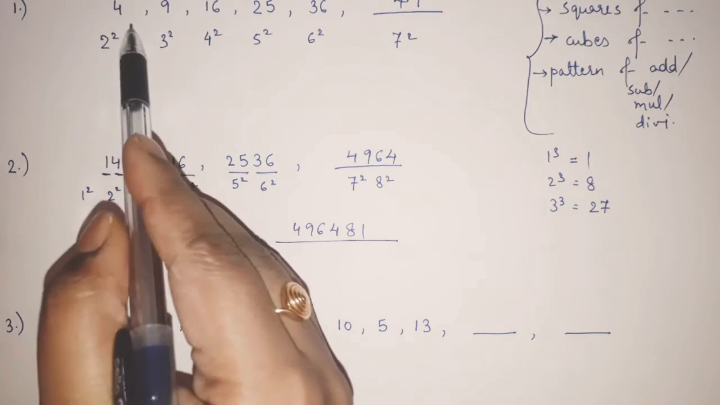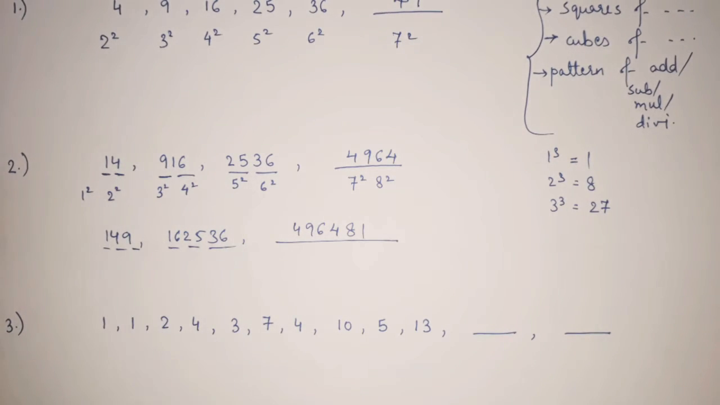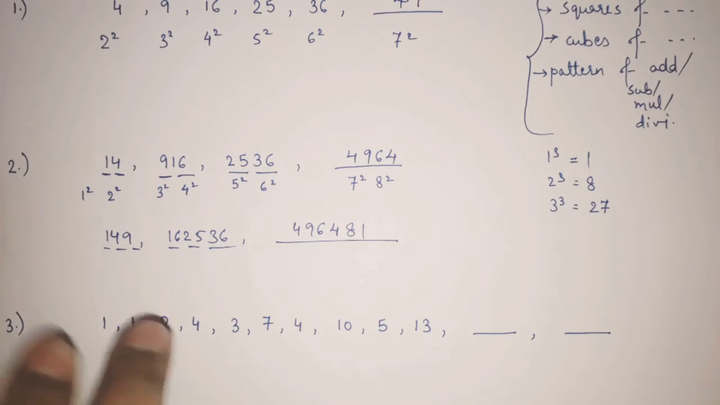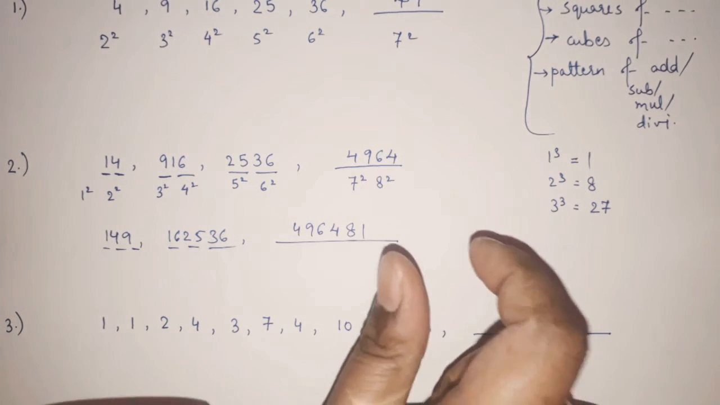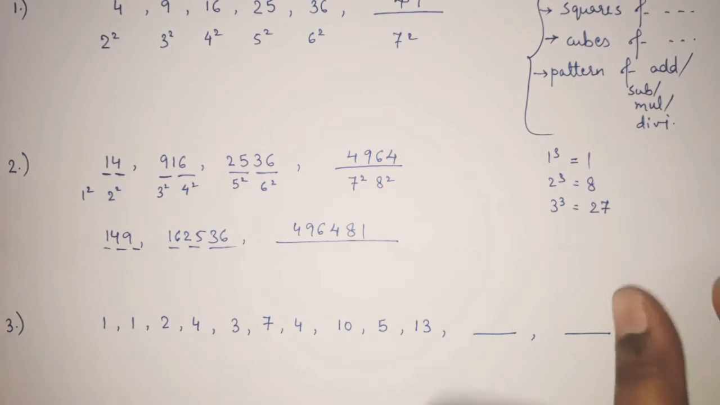Like in the first question the numbers are increasing. In the second question also the numbers are increasing. But here the numbers are increasing, decreasing, increasing, decreasing. That means most probably there are 2 series possible here. So mostly whenever there are 2 series possible, what happens? That alternately the numbers are coordinated.